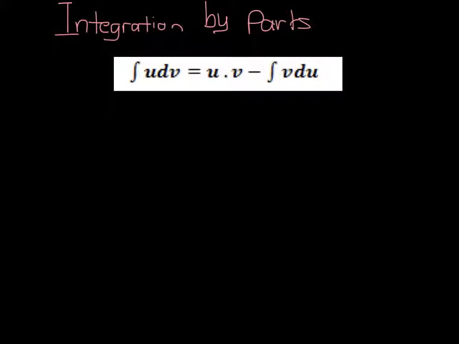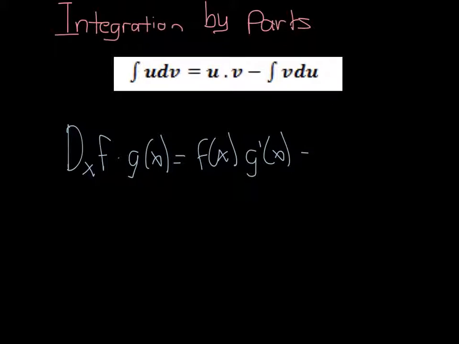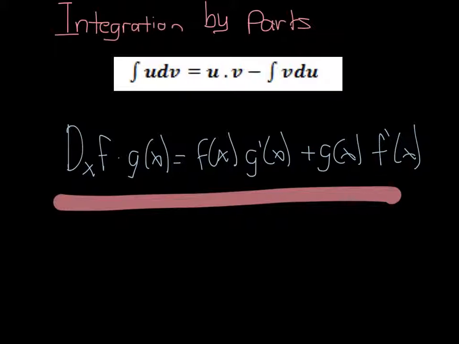Hi everyone, let's explain the technique called integration by parts. As you remember, we found this formula: the integral of u times differential of v equals u times v minus the integral of v times differential of u, because this comes from the derivative of a product of functions. So the derivative of f times g of x equals f of x times g prime of x plus g of x times f prime of x. We're going to use this formula, the derivative of a product, to verify our results.